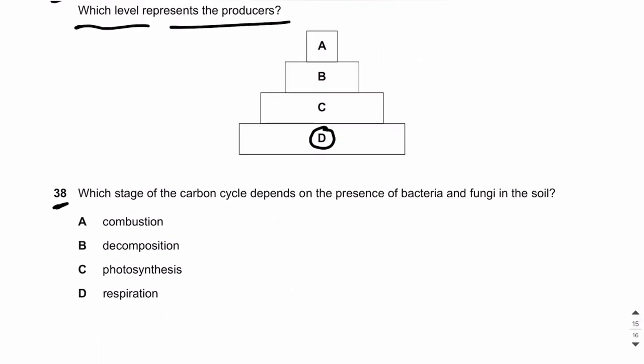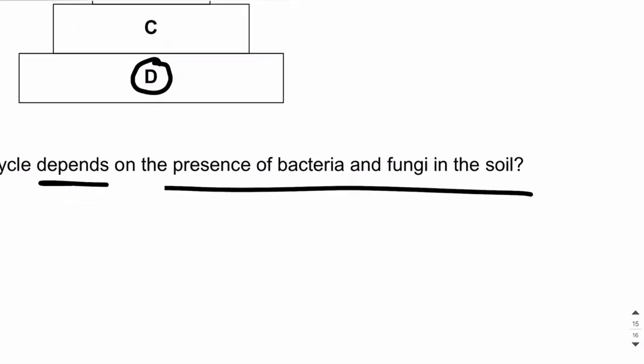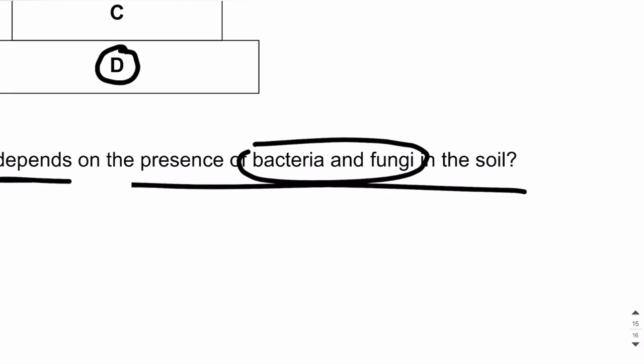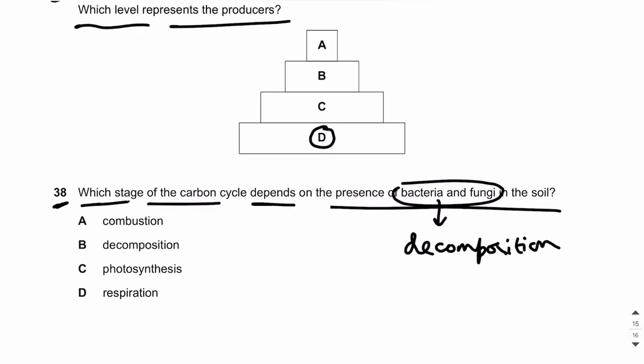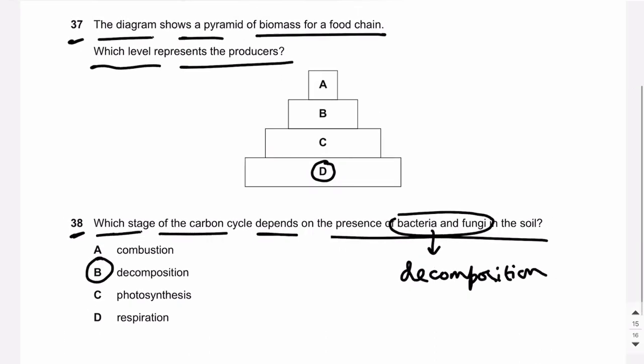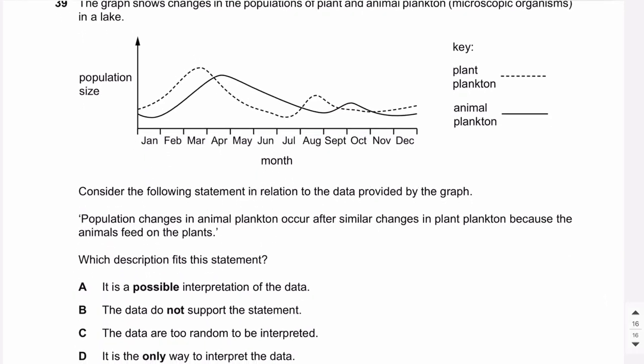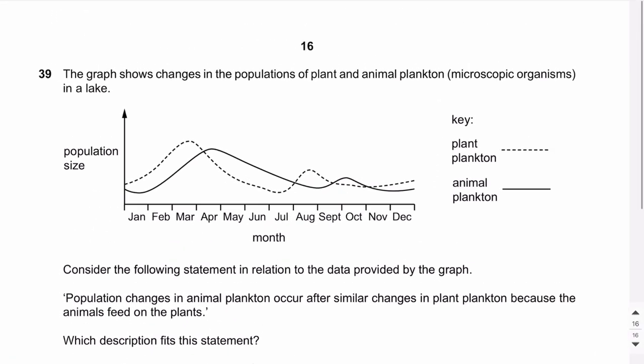MCQ number 38. Which stage of the carbon cycle depends on the presence of bacteria and fungi in the soil? So guys, bacteria and fungi in the soil are involved in decomposition, right? Because we all know that bacteria and fungi are decomposers. They decay or they feed on dead matter and urine and feces. So decomposition is the stage of the carbon cycle which depends on bacteria and fungi. The answer is B. Let's move on to the MCQ number 39.